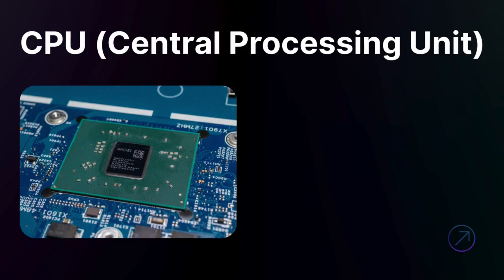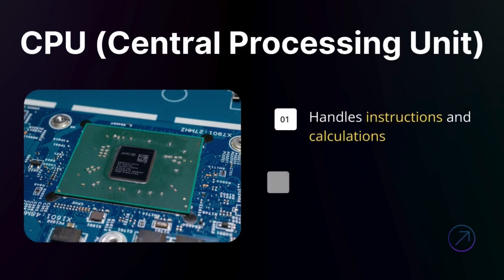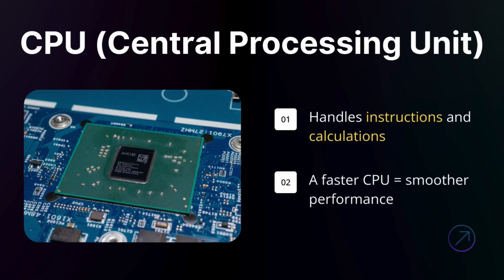CPU, or Central Processing Unit. The CPU is the brain of the computer. It performs calculations, runs instructions, and controls everything the system does.